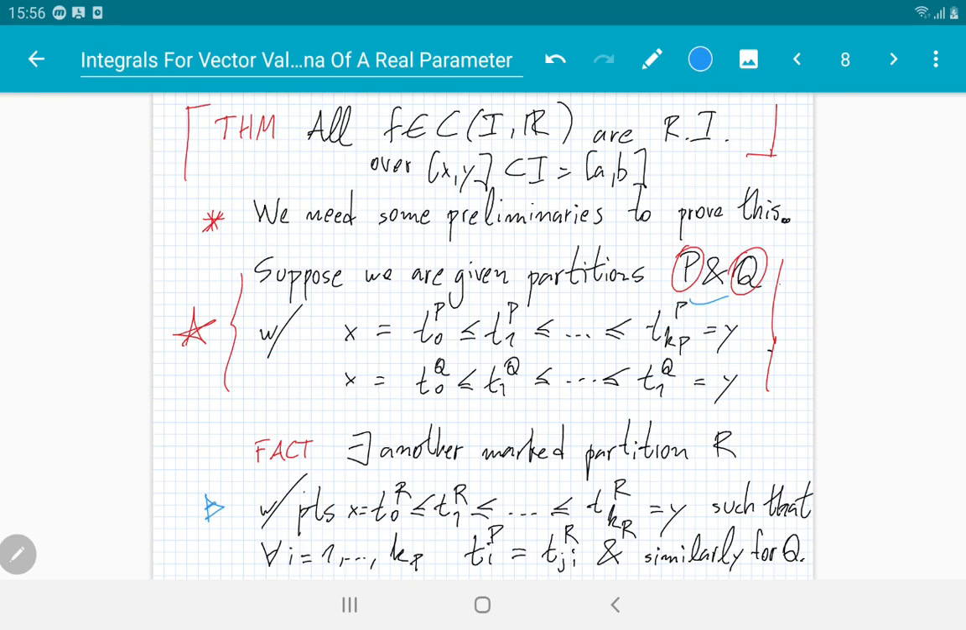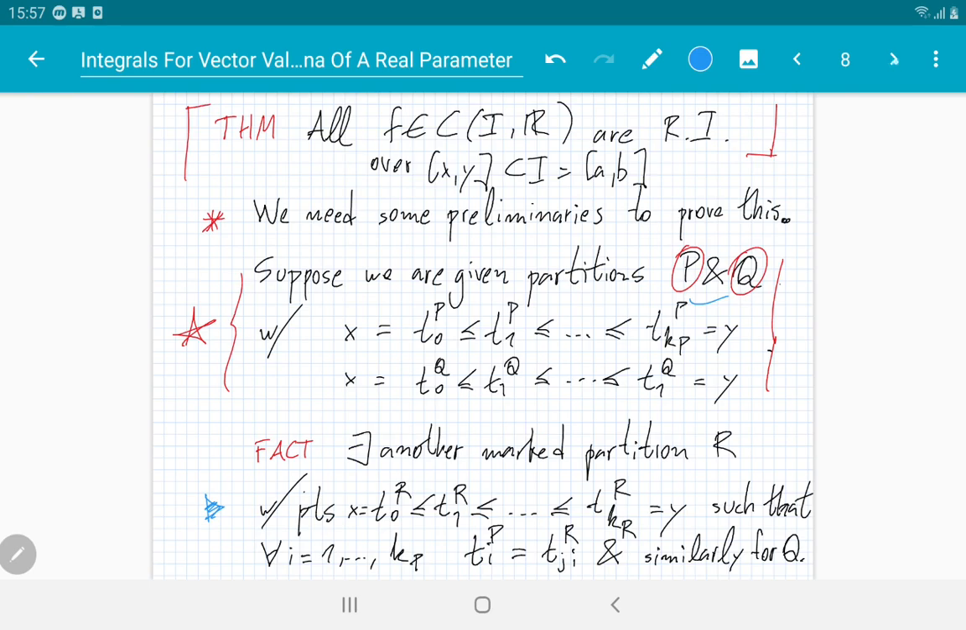Here's the fact that we're going to use. We're not going to prove it because it's usually proven in courses in either calculus or analysis over the real line. It is that there is another marked partition called R, such that all these points T appearing in P are also points of R. And similarly for Q. So I'm saying that if I want to find the points T_i^P in the partition R, I can do it. That's what is being said. Now, what does that mean?